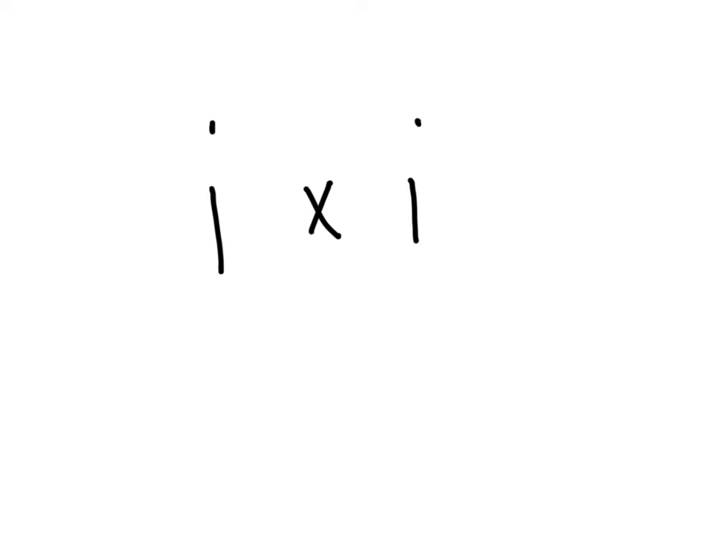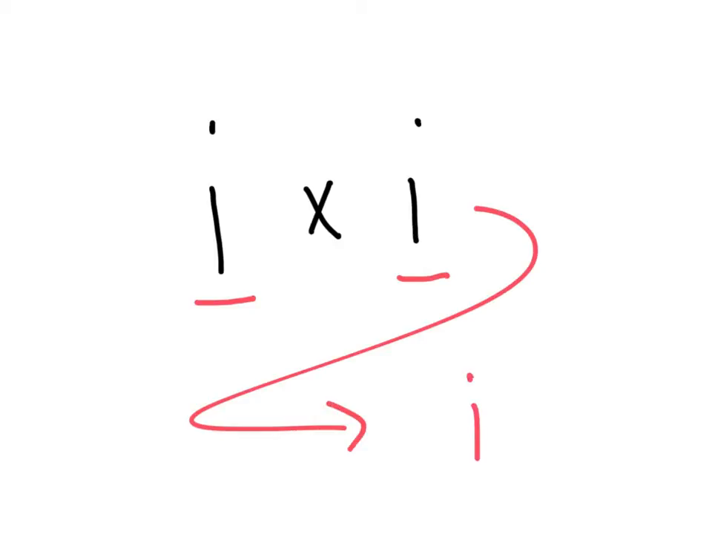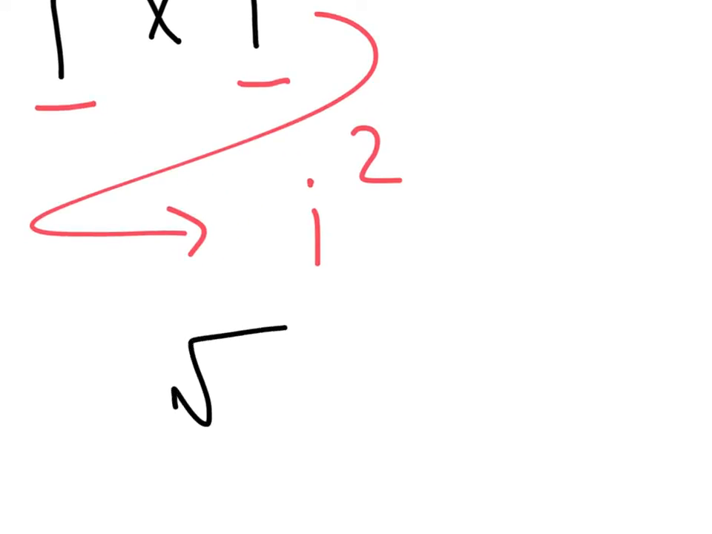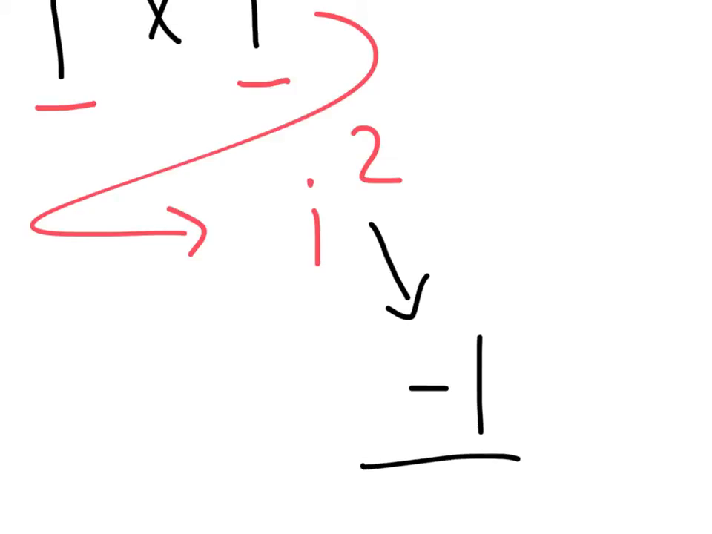Moving on, check this out. If you ever multiply two i's, i times i, that's going to give you i squared. Now, when you think about i as square root of -1, that would be square root of -1 squared, which would cancel out the square root, giving you -1. So, an i squared is always going to simplify to -1. That's an important thing to know.